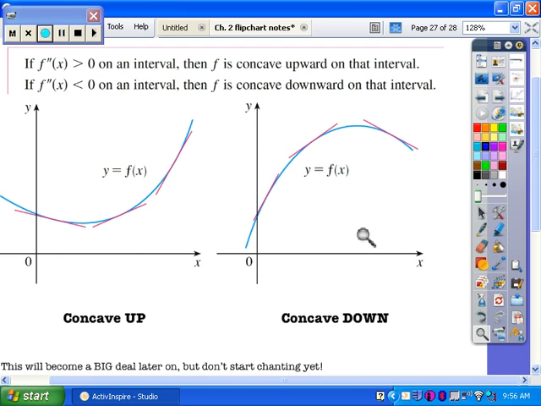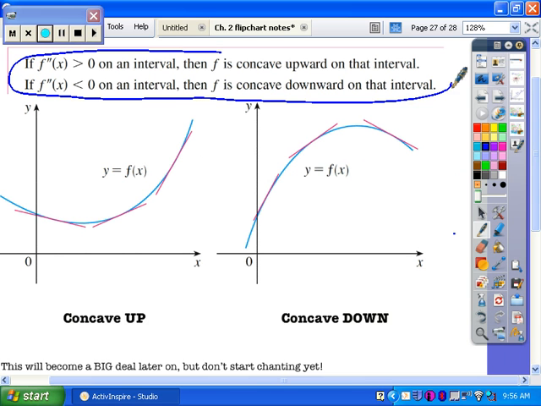Concavity. This reinforces the idea of when something's concave up and when something's concave down. If the second derivative is positive, that's concave up. If the second derivative is negative, then the function's concave down. These two definitions, these two sentences, we must know inside and out as well.